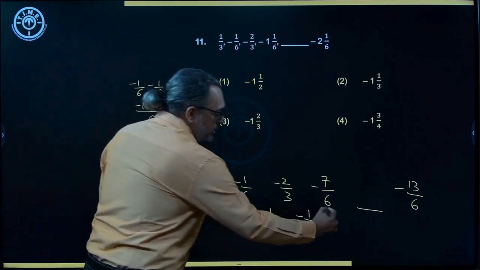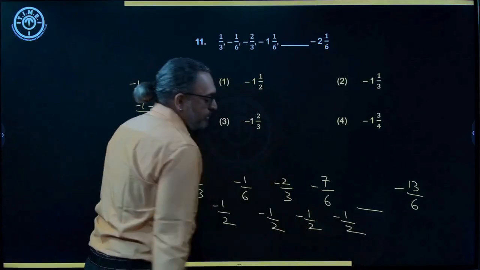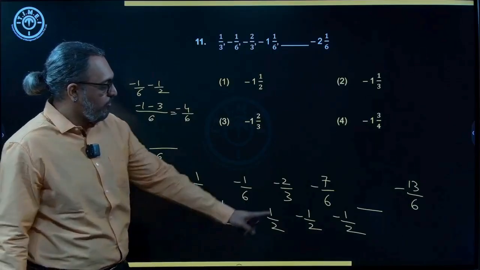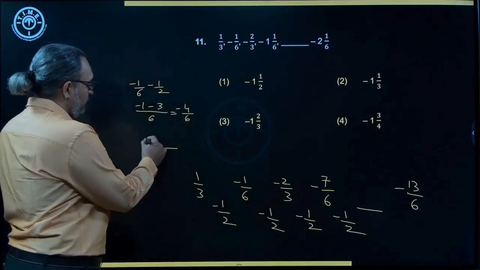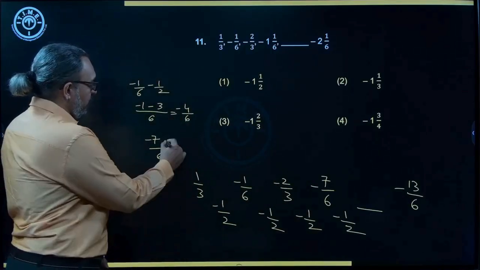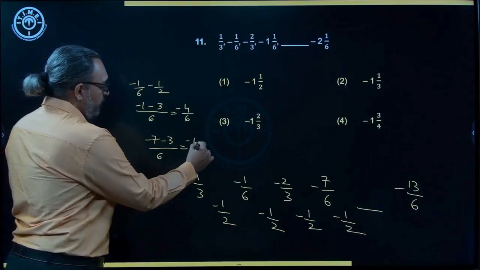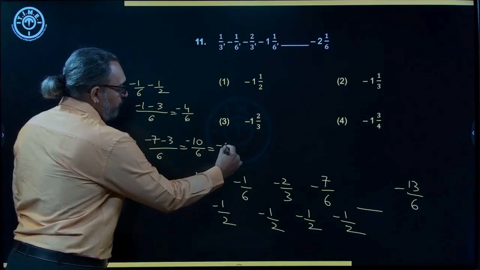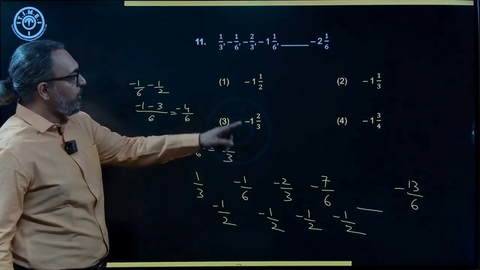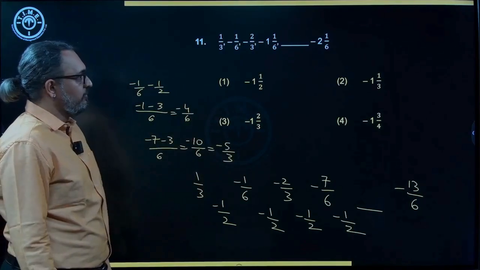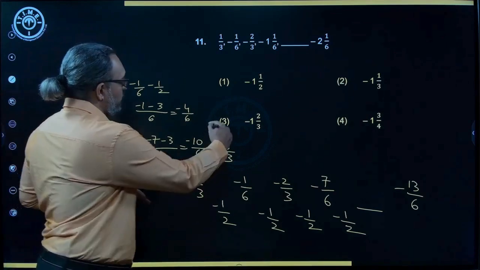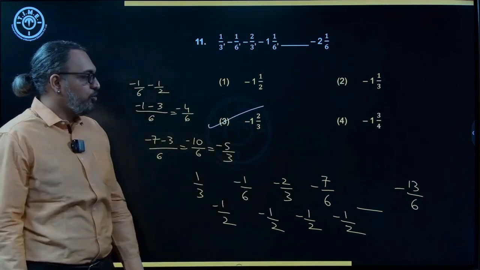So again here this is -1/2. So when I do that, again the LCM will be 6, correct? For these two, LCM will be 6, then you have -7, and then you have -3. So basically this is -10/6. So -10/6 is nothing but we get -5/3. Now which option gives you -5/3? That is available in option number 3, because it is given in mixed fractions. So that is what we choose as the answer.